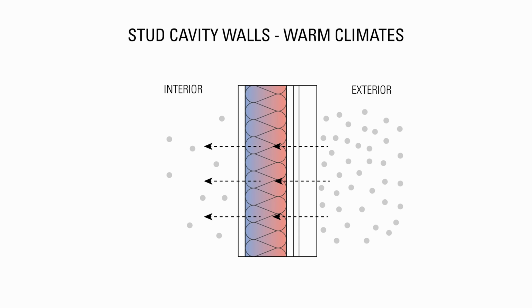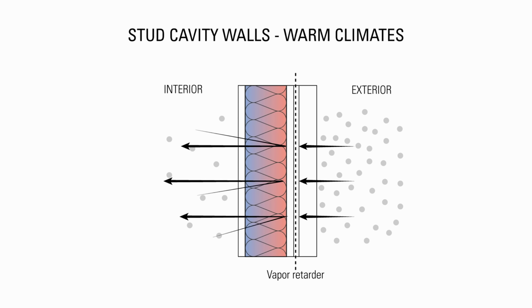Stud cavity insulated walls in warm climates work the opposite way. Water vapor will travel from the outside in. A vapor retarder must be used on the exterior side.